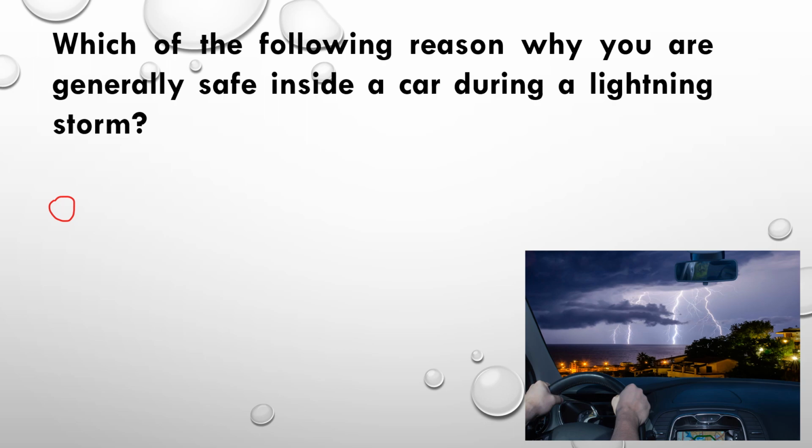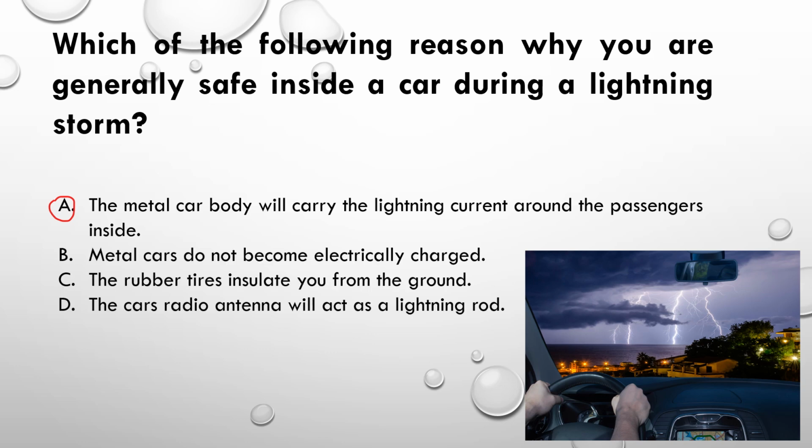Which of the following is the reason why you are generally safe inside a car during a lightning storm? A. The metal car body will carry the lightning current around the passenger inside. B. Metal cars do not become electrically charged. C. The rubber tires insulate you from the ground. D. The car's radio antenna will act as a lightning rod. The answer is letter A.